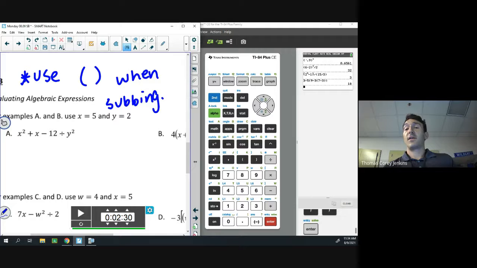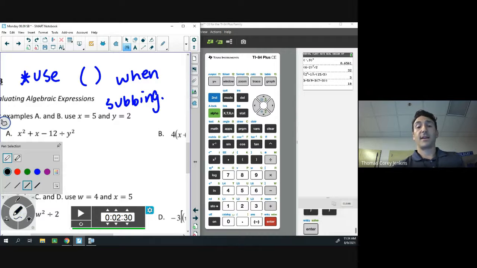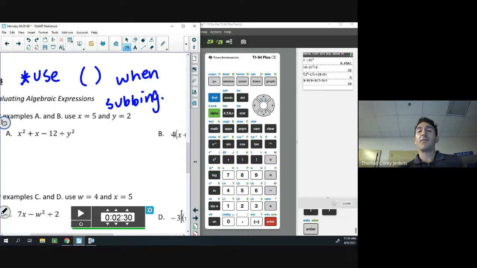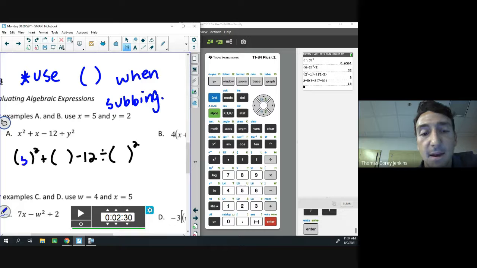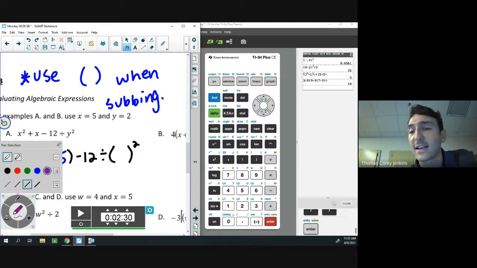On that note, let's go ahead and do a couple of these, okay? So A, we have x squared plus x minus 12 divided by y squared, okay? So I'm going to sub in for x, another x, and then a y. All right, so I'm going to go ahead and make my substitution. X is equal to 5. It tells me that off to the side, so I'm going to have 5 there and 5 there. And then y is equal to 2. So 2 at the end.